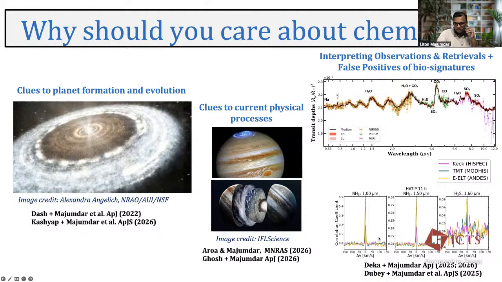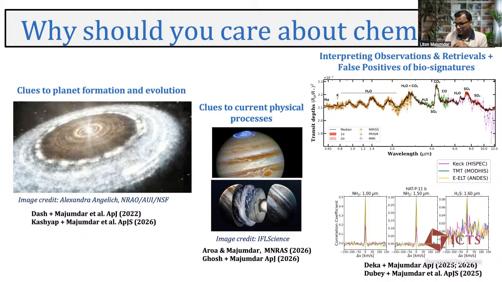So what you are doing is shifting your template spectrum with your planet velocity and observing this signal. A higher correlation coefficient represents the presence of the molecules that you see. So for HAT-P-11b, the future ELTs, extremely large telescopes like ANDES, will be able to detect ammonia and H2S in the atmosphere by observing the 1 micron, 1.5, and 1.6 micron bands. So these are the theoretical predictions.